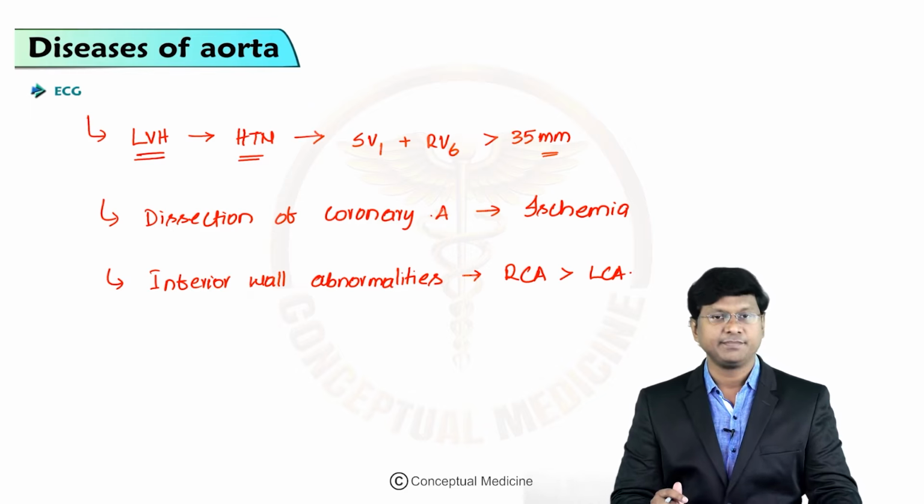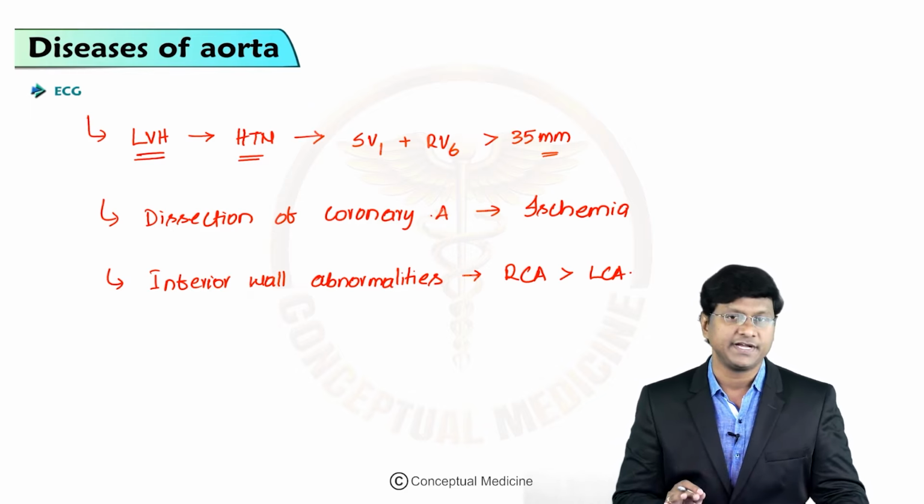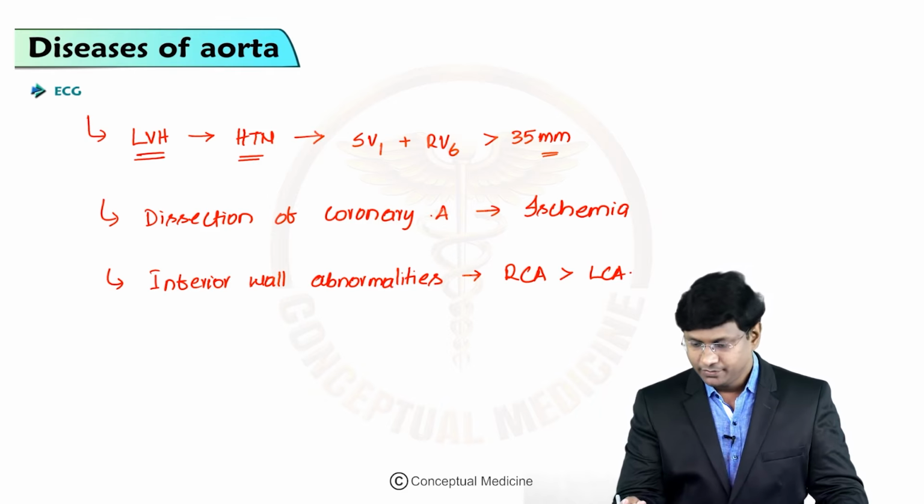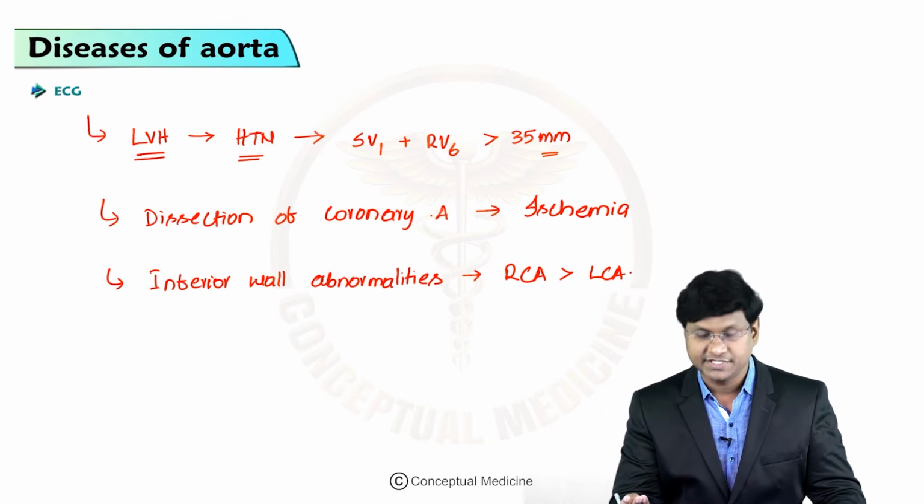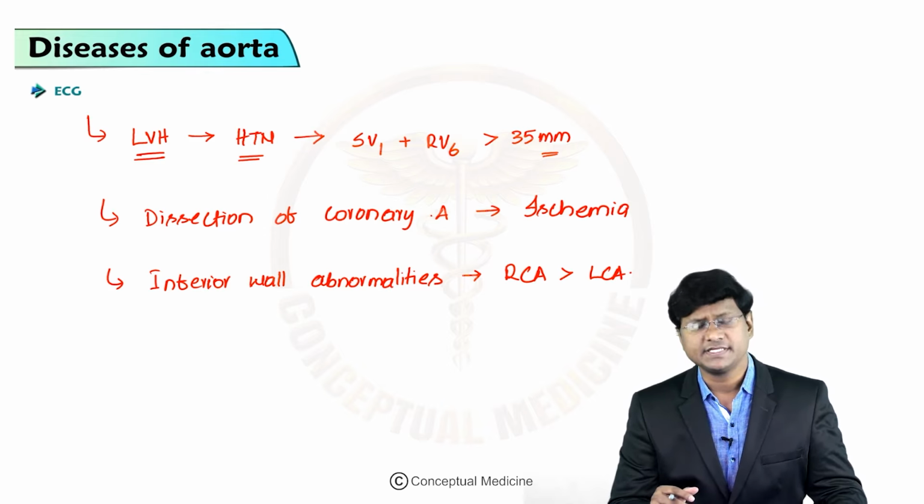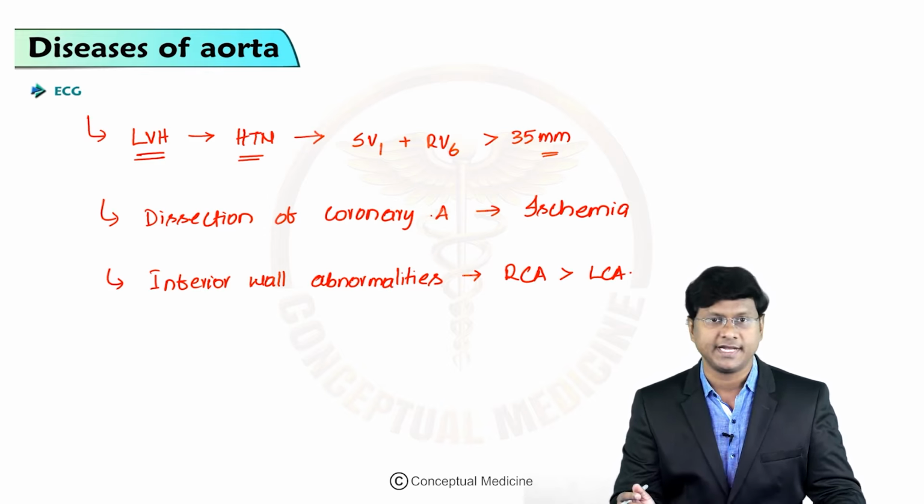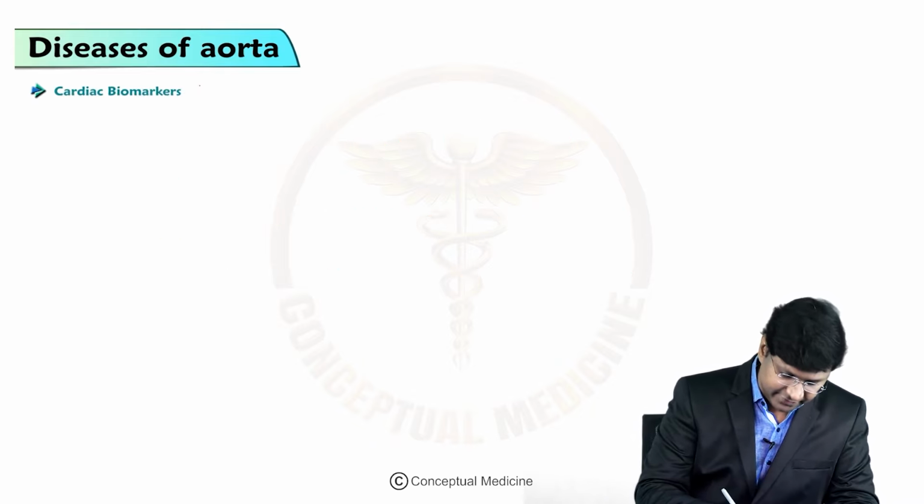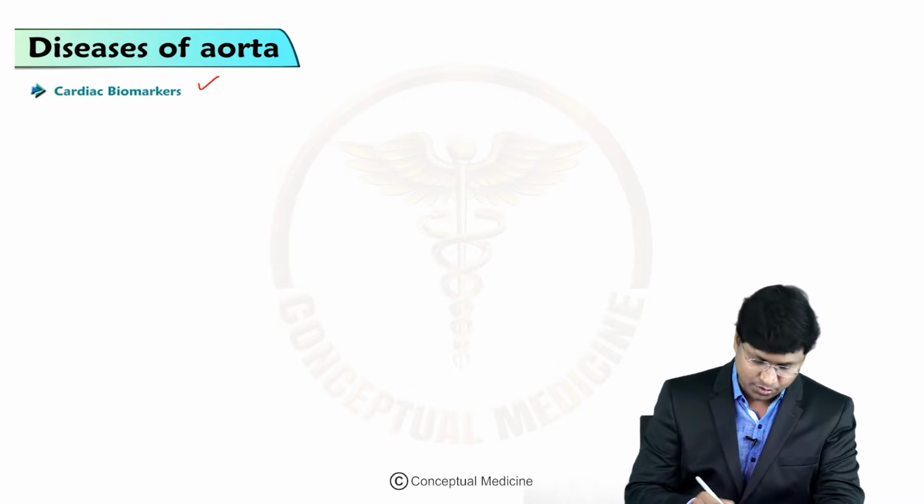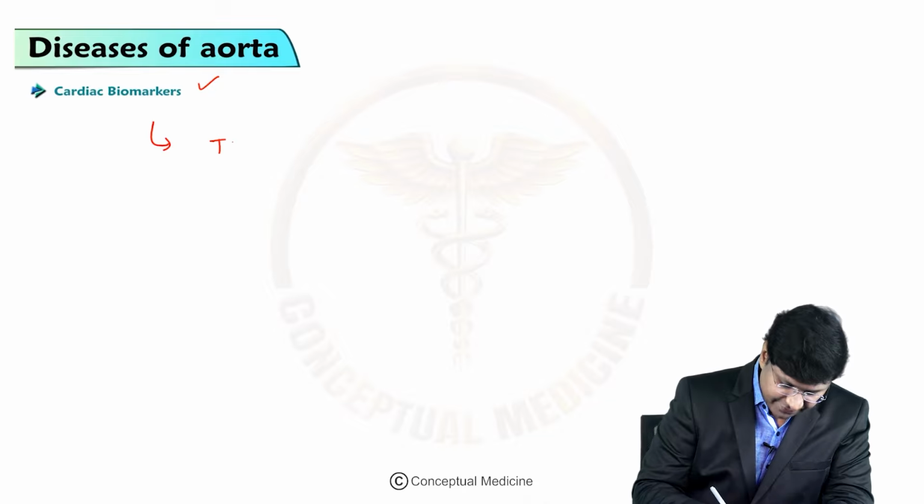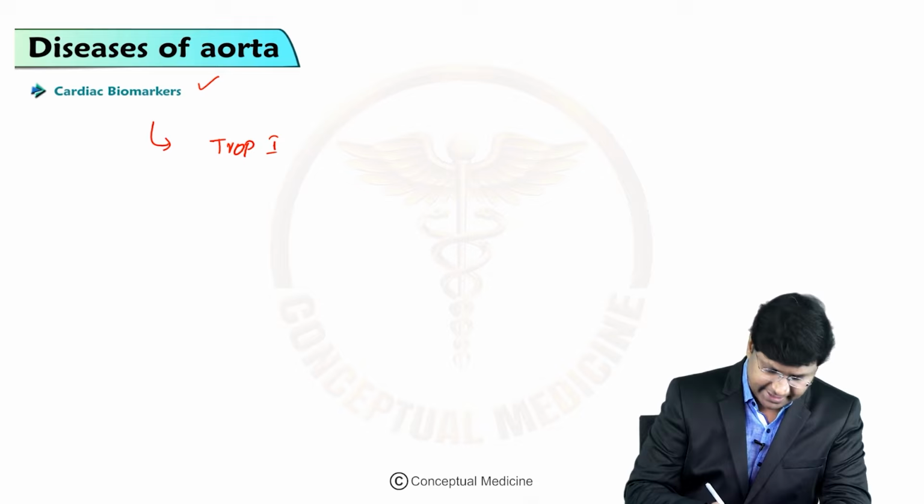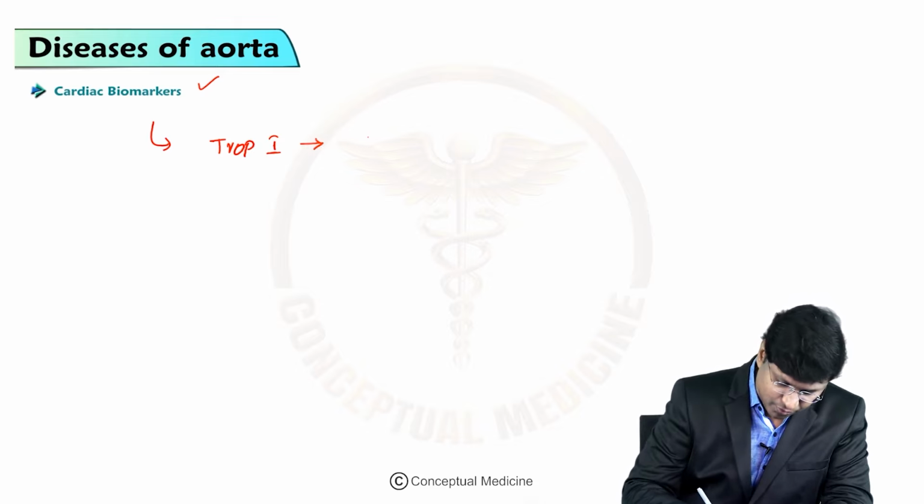So that is about the importance of ECG in aortic dissection, only to see whether LVH is present or not, and to look for whether the dissection is progressing into the coronary artery. Then another important investigation is cardiac biomarkers. You have to do cardiac biomarkers like troponin I. Troponin I is done mainly to rule out myocardial infarction.